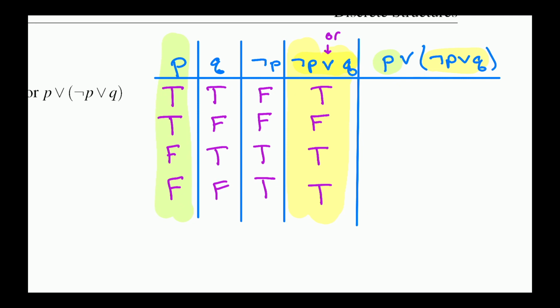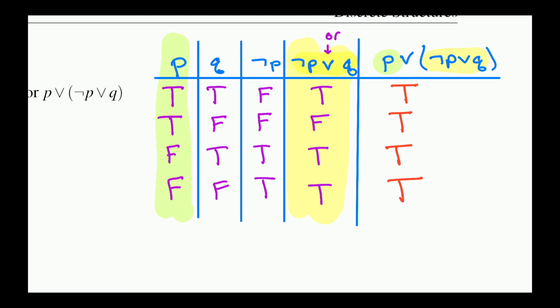So what do we do? First row, we have true, true, true or true. That's true. Then we've got true or false. Also true, right? Remember, the only time an OR is false is when it's false, false. False, true. That's true. False, true. That's true.